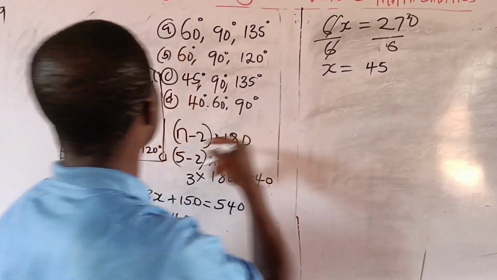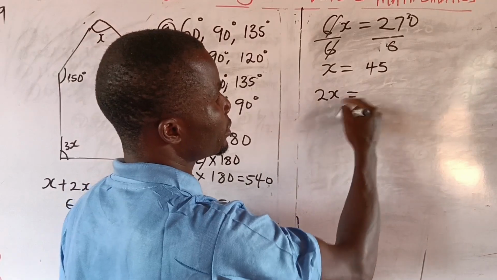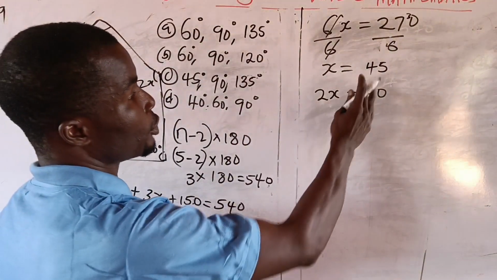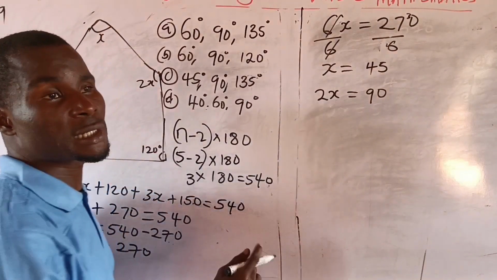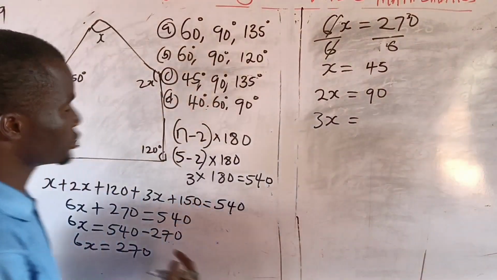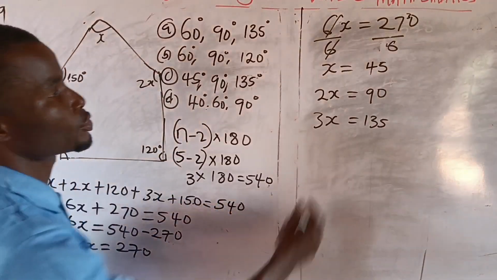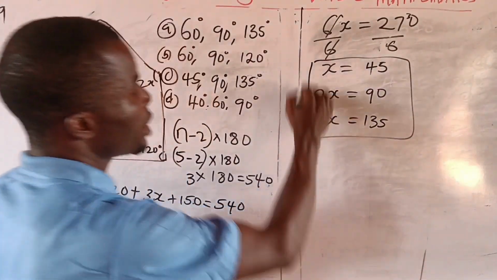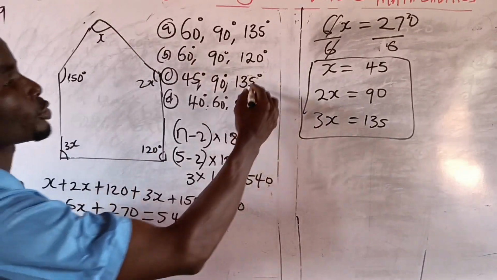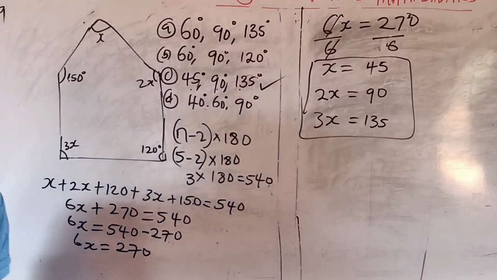That is our x. And our 2s will be what? Will be 90, because 2 times 45 will give us 90. So our 3s will be what? 3 times 45 will give us 135. So this is the x. Now let's check the options. The third option, option C, is the correct answer: 45, 90, and 135.